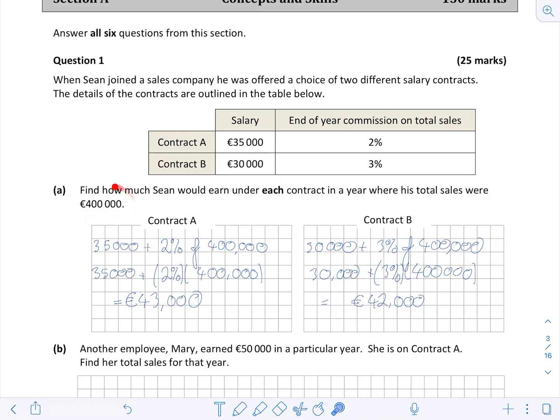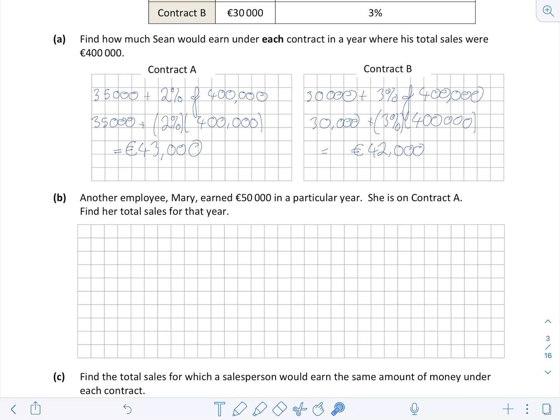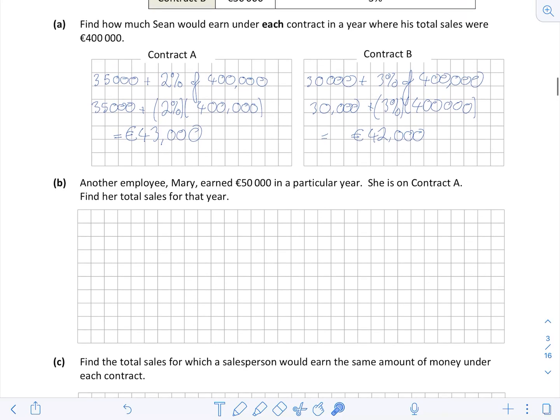Okay, there might be a number which is bigger than 400,000 where he'll be better off with contract B because he's getting a higher percentage of that. But when it's only 400,000, well then he's better off sticking with contract A. Another employee, Mary, earned 50,000 in a particular year. She's on contract A. Find her total sales for that year.